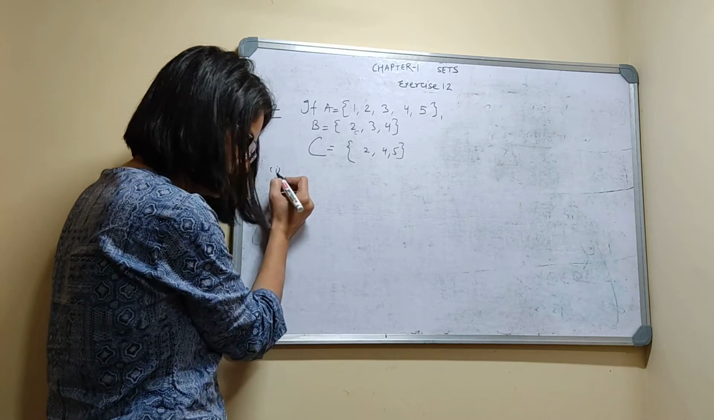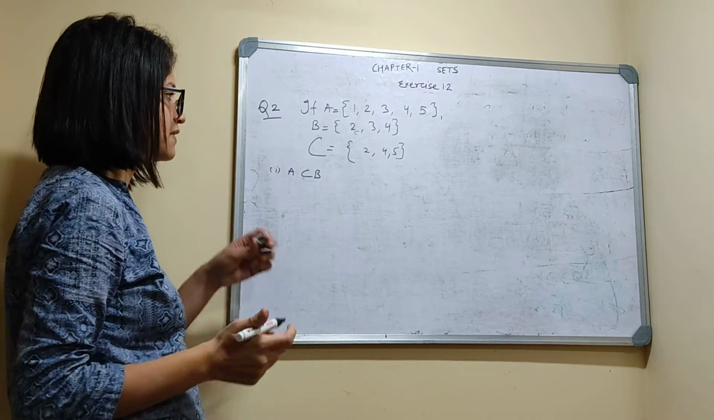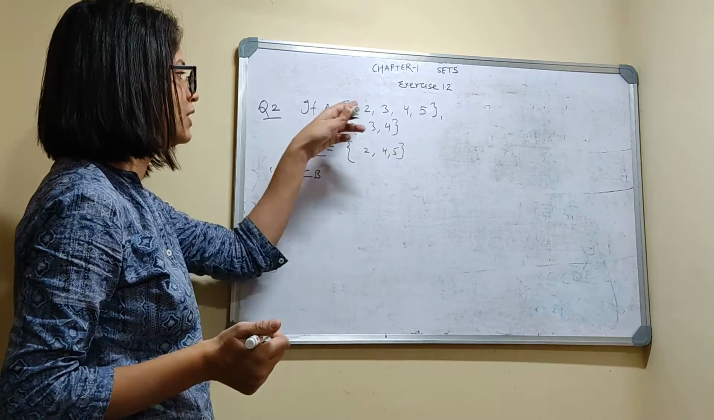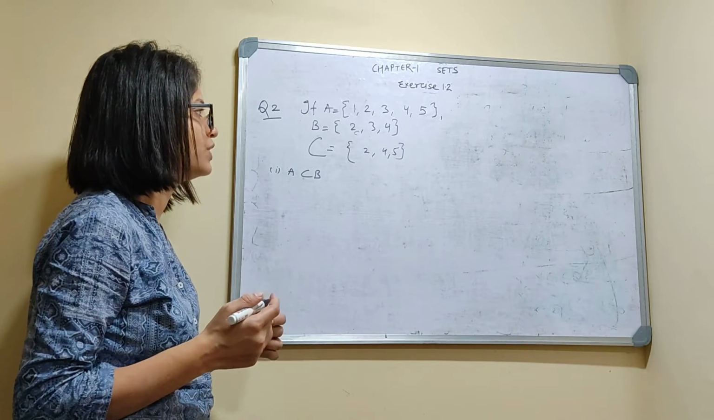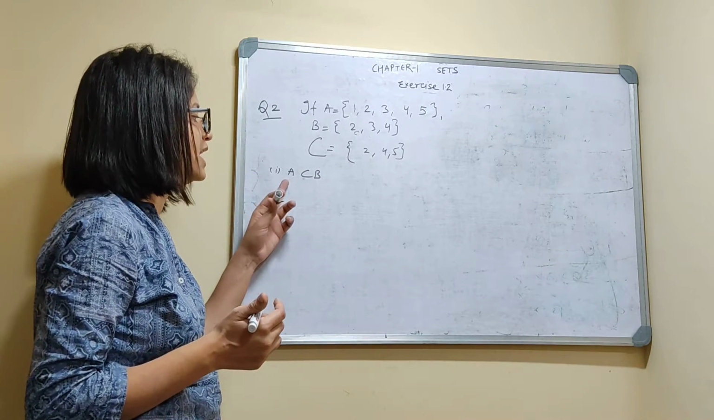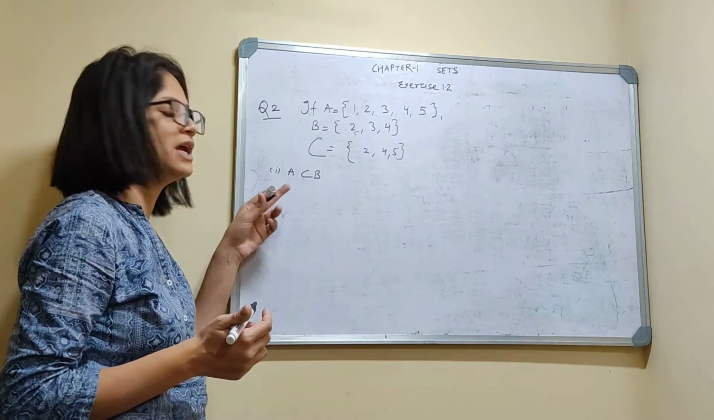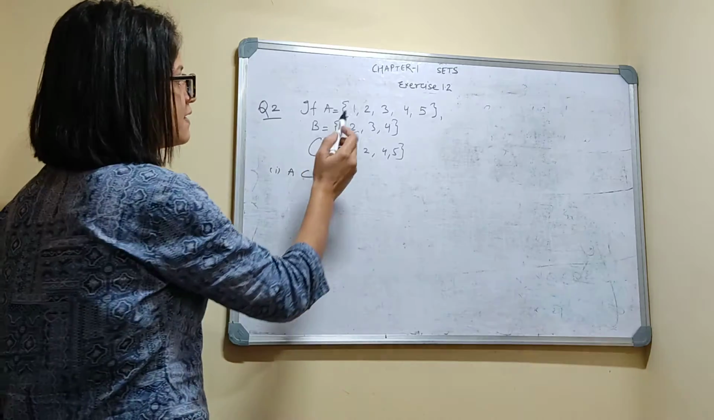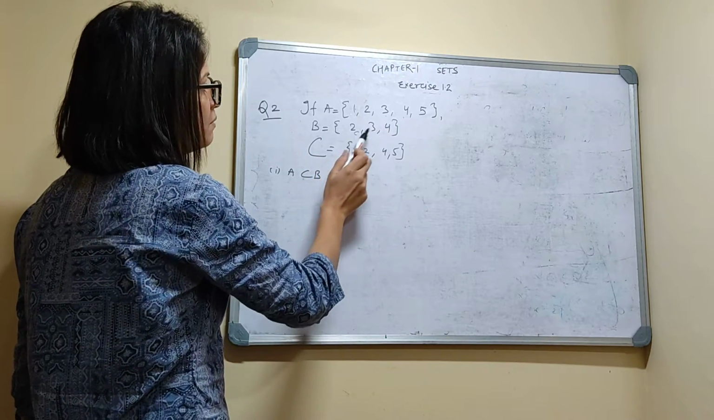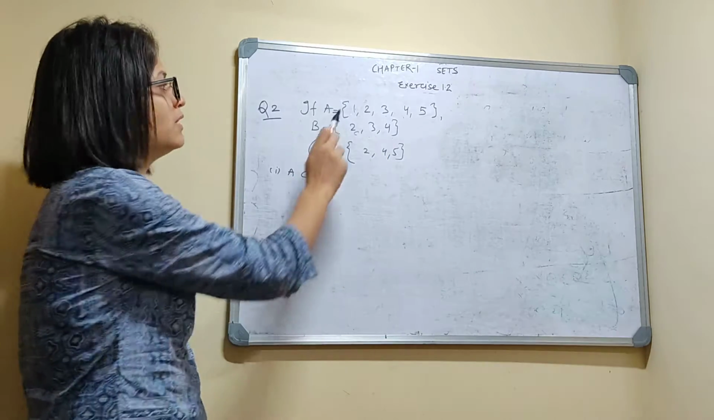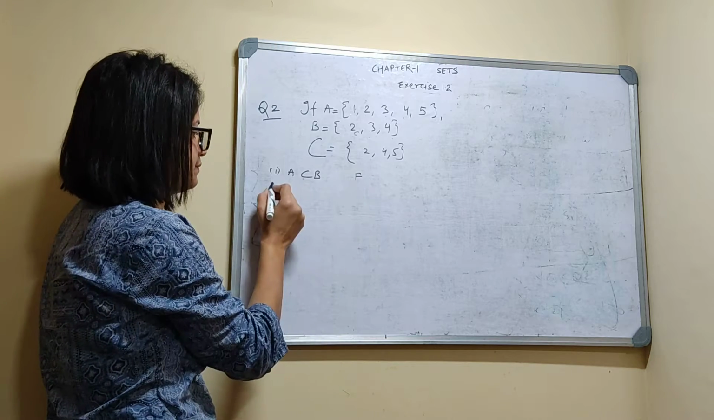So first part, A is a subset of B. A is {1, 2, 3, 4, 5}, 5 elements are there, and set B is {2, 3, 4}. Every element of A should be present in B, then only A is a subset of B. But only 2, 3, 4 are present in B. 1 and 5 are not present in set B, that's why the answer is false.